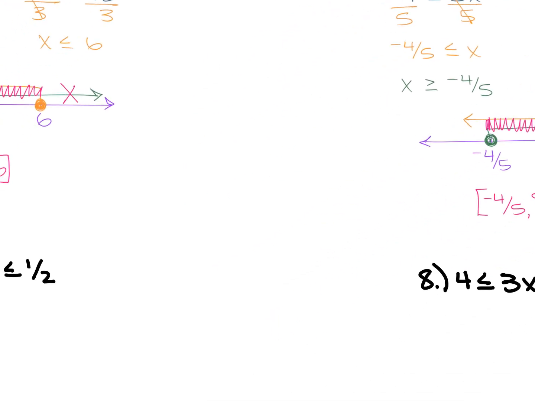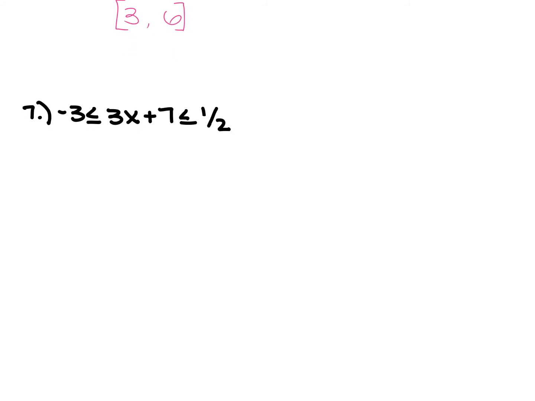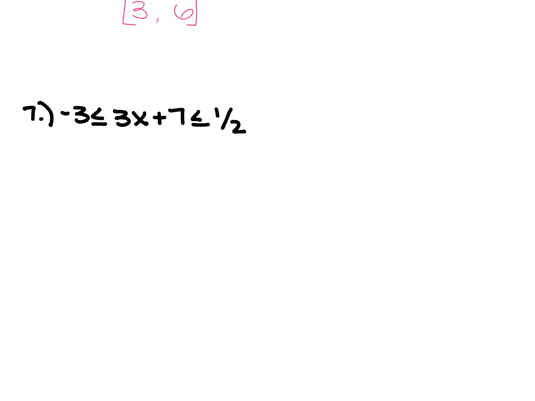For number 7, you're given -3 is less than or equal to 3x plus 7, which is less than or equal to 1/2. Again, compound inequality, I'm going to separate this into two and work both of them out. So it's going to give us -3 is less than or equal to 3x plus 7, as well as 3x plus 7 is less than or equal to 1/2.